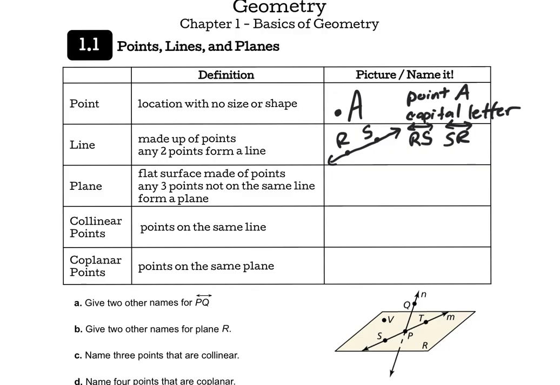And then another way that we sometimes name a line is out here to the side. They're going to put a lowercase letter, and I'm going to use L for a line, okay? But notice there's no point next to the L. It's a lowercase letter that's used to name that line. So I could call it, and in this case, we have to put the word line with it, line L. So there's a couple of different ways that we can name that line.